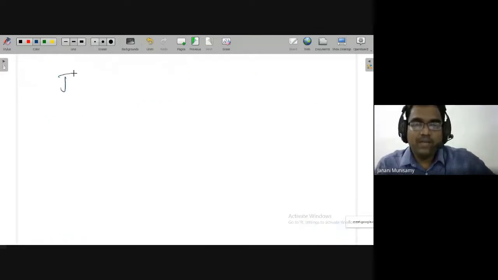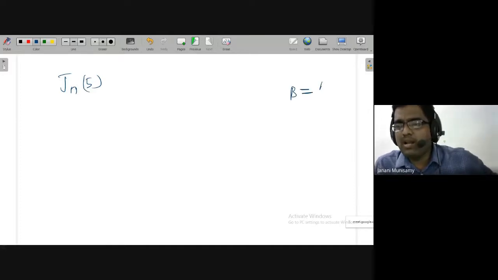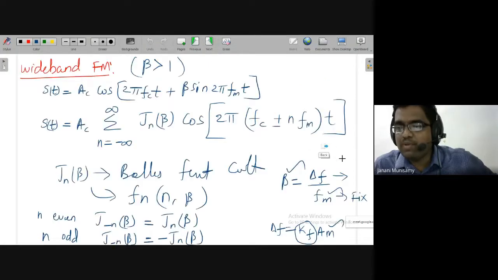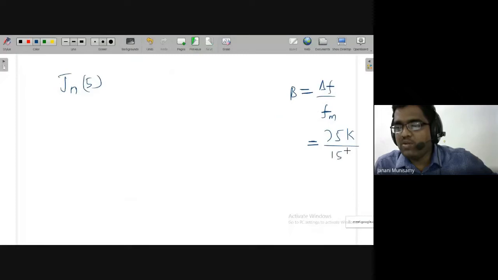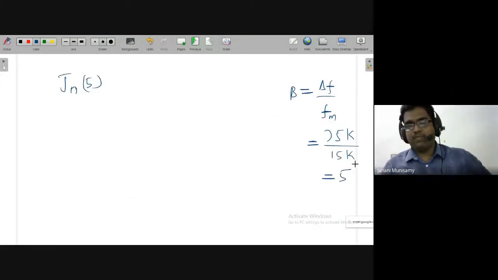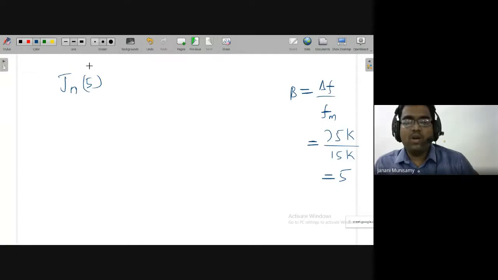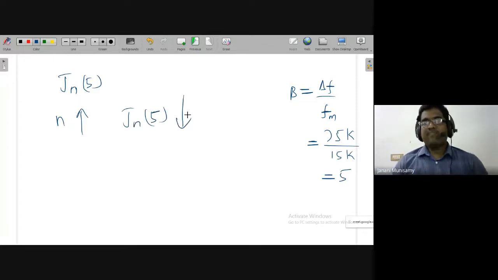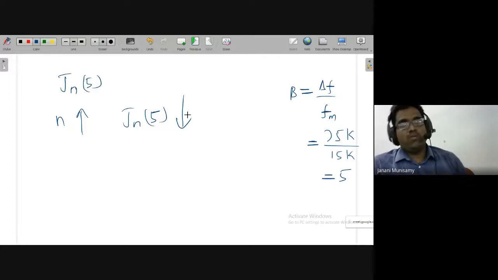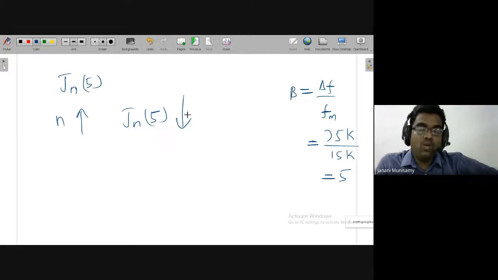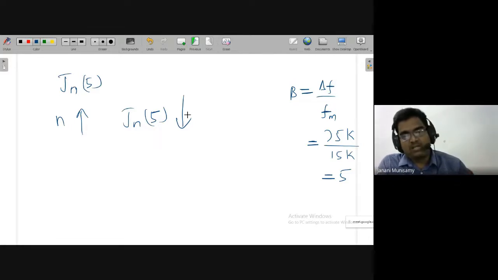Say for example, I will choose beta as 5. How will I choose? Beta is equal to del f divided by fm. They will fix del f is equal to 75k and fm maximum frequency is 15k, then beta is 5. Now, with respect to n, what will happen? If n increases, Jn of 5 value will decrease. After fixing beta, once you increase the value of n, that Bessel function coefficient value will decrease. That is the main concept here.